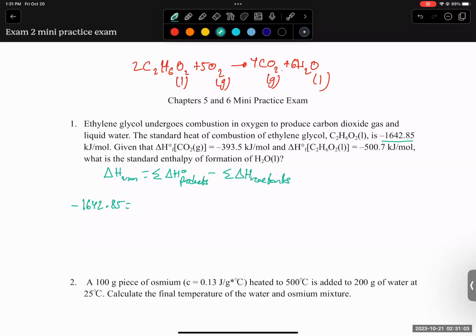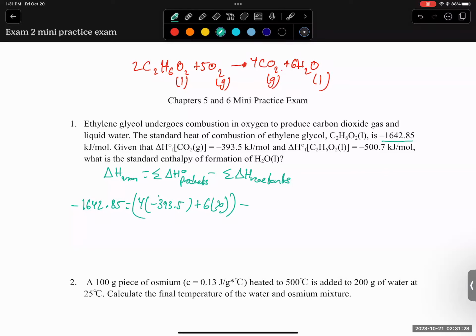And then as we said, that's the sum here of the products. So we're going to do 4 times carbon dioxide enthalpy, which is negative 393.5. And then plus 6 times the water enthalpy of formation, which is what we're looking for. I'm going to indicate that with an X. That's products here. And the reactants. What is the value for oxygen? They didn't give it to us.